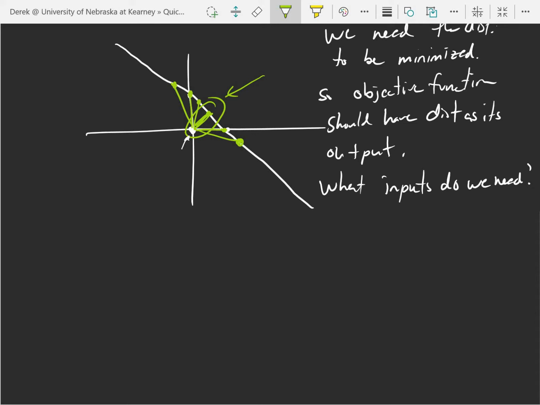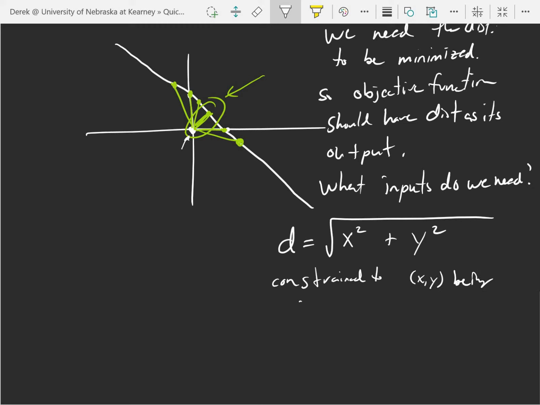Okay, so the distance function that I want to use is going to be d equals the square root of, well, x squared plus y squared. It's really x minus 0 squared and y minus 0 squared. And this is sort of restrained to, or constrained to, let's use constrained since I said they were constraints, x, y being a point on the line x plus y equals 1. Okay, so just right there I came up with my objective function. Here's my objective function. And I have my restraint or constraint function.